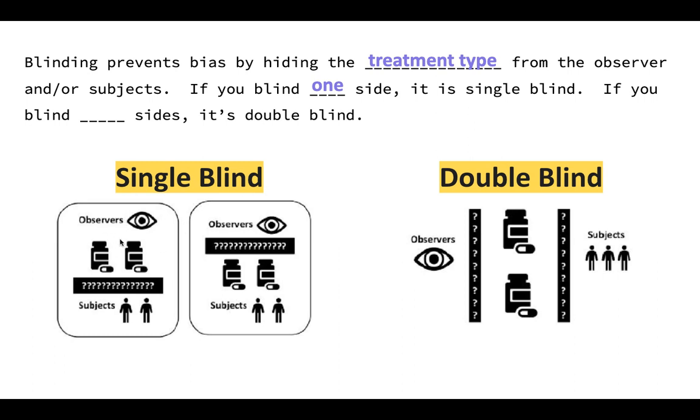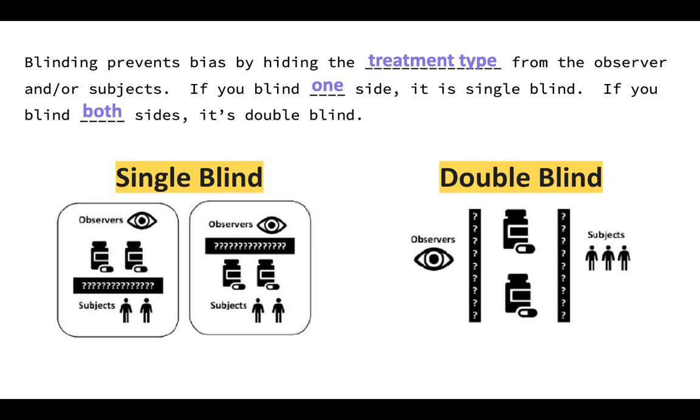If we blind the observers as well as the subjects, we call that double blind. So if we're blinding both sides, we call that double blind. The observers and the subjects don't know which subject is getting which treatment. And I always get the question with this: if they're double blind, then how do we know which medicine is which? Somebody knows. There's somebody with a clipboard that has a list of which subject is getting which treatment and is keeping track of all that.